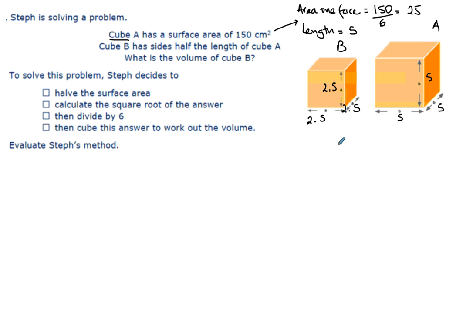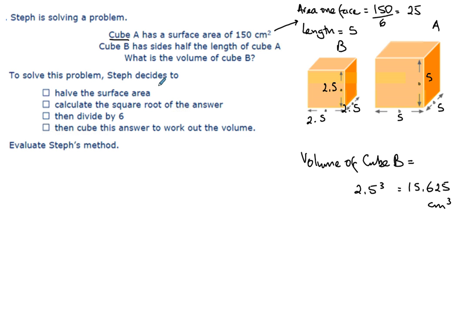What is the volume of cube B? Oh, that was easy, wasn't it? So the volume of cube B equals 2.5 cubed, which is 15.625 centimeters cubed.